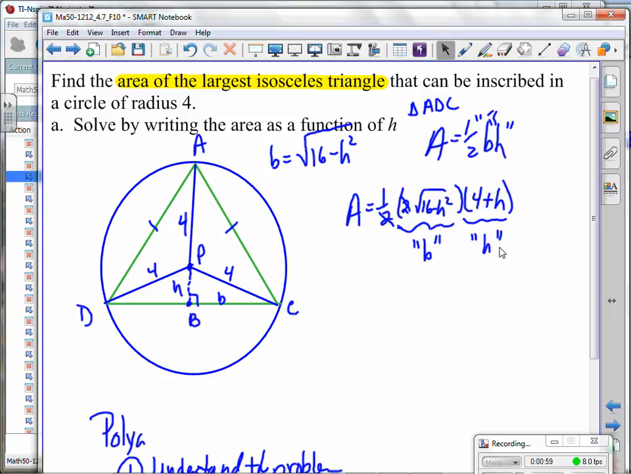We got area in terms of h, and then it's just a matter of taking the derivative and finding the possible extrema. How do you find possible extrema? By setting the first derivative equal to 0. We don't know if that extrema is a maximum or a minimum, but we can use the second derivative test. How? Yeah, take the second derivative.